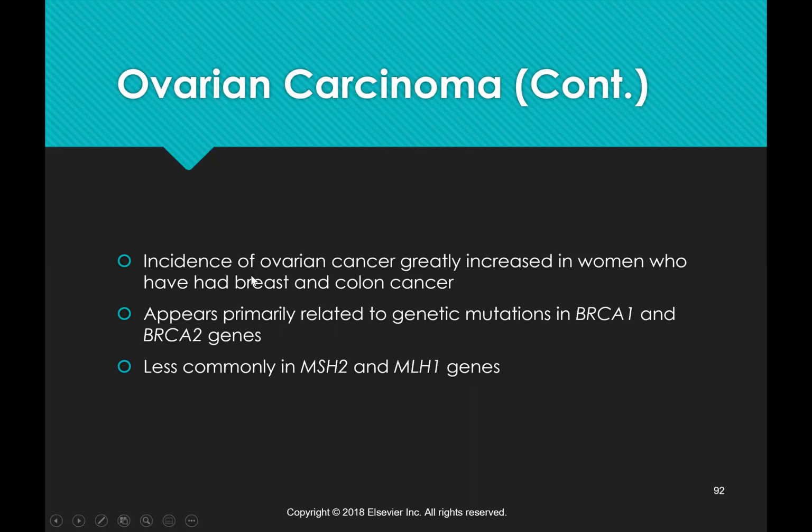Now, the other unfortunate thing is the incidence of ovarian cancer greatly increases in women who have had breast and colon cancer. And it is related to the BRCA1 and BRCA2 genes that a lot of people talk about. They can get tested to see if they have a high chance of breast or ovarian cancer. And if they do have one of these genetic mutations, quite a few people, and people I've even known, have decided to be proactive and take their ovaries out.